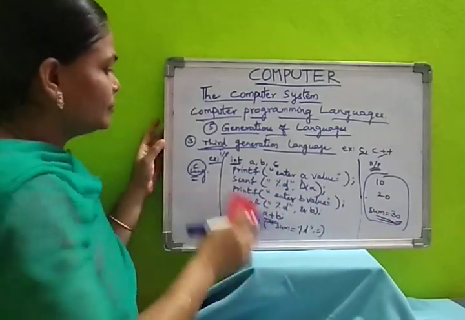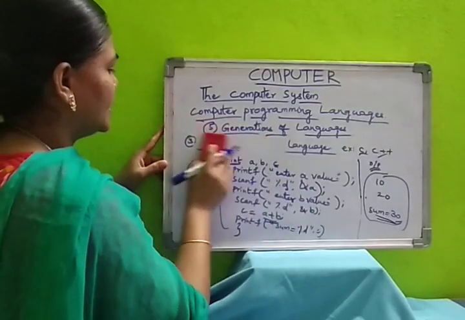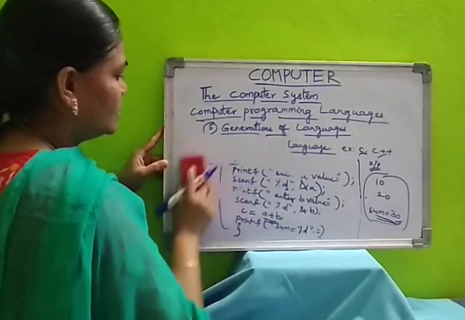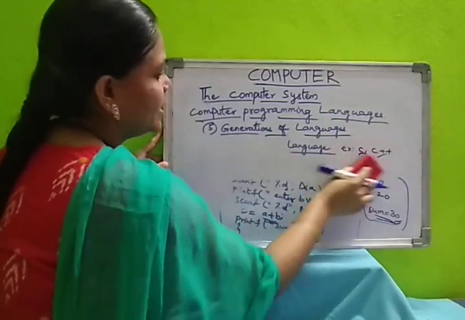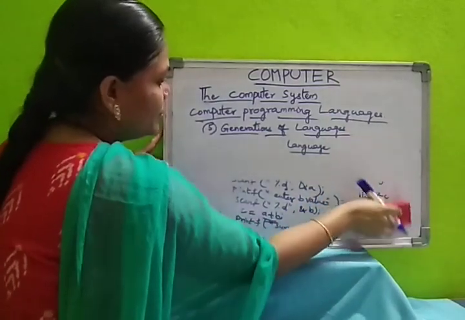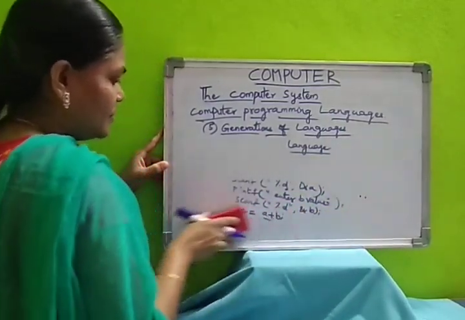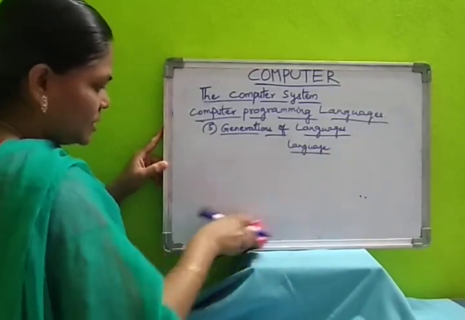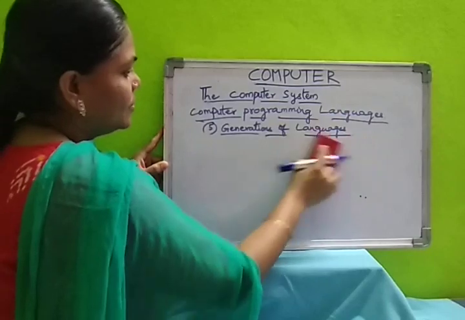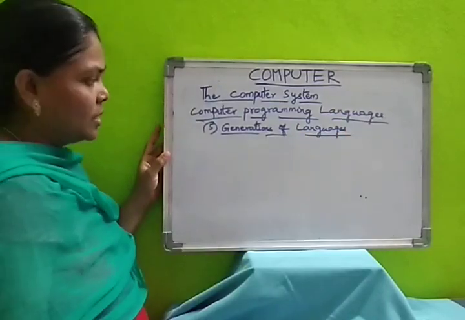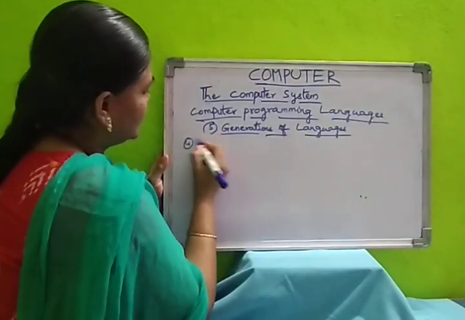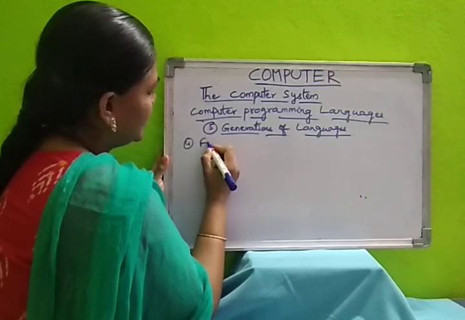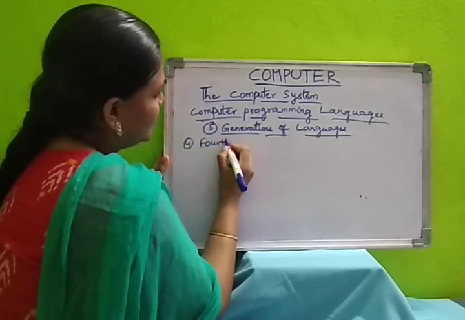Okay. Next one is fourth generation language. Fourth generation language is user friendly. Whatever output you want, only that you can specify. No need to write any program there. Here in third generation language, what I did, we wrote one program to display that output. But in fourth generation languages, you don't need to write any program.